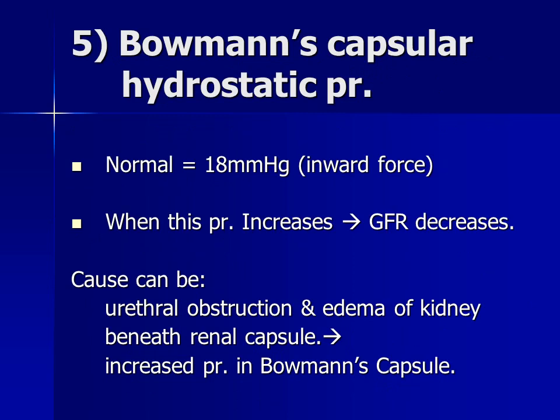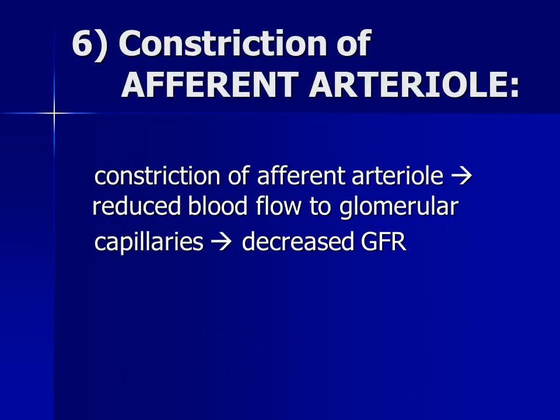Now let's go on to Bowman's capsule hydrostatic pressure. The normal Bowman's capsule hydrostatic pressure is 18 millimeters of mercury, and when this pressure increases, the GFR will decrease, because as you can imagine, this is a force that prevents filtration, and this pressure can increase in case of ureteral obstruction or edema of the kidney beneath the renal capsule, which will lead to a decrease in the glomerular filtration rate.